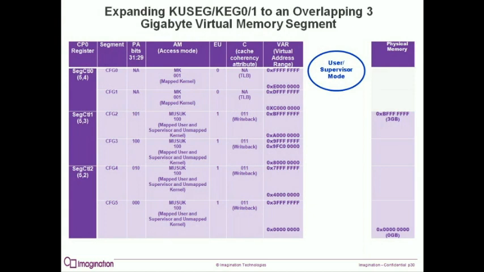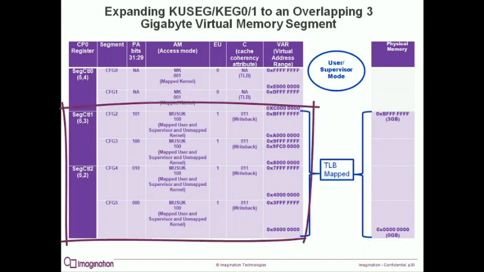Next, I'll cover how to set up the segmentation registers to expand the kernel and user mapped virtual addresses and physical address range to 3 gigabytes. The main purpose of the program segmentation control is to expand the virtual and physical address availability in user mode and to expand the unmapped virtual and physical address space in kernel mode. Also, to be able to overlap the two and make it easier for the OS kernel to access the user address space. This table shows just that.